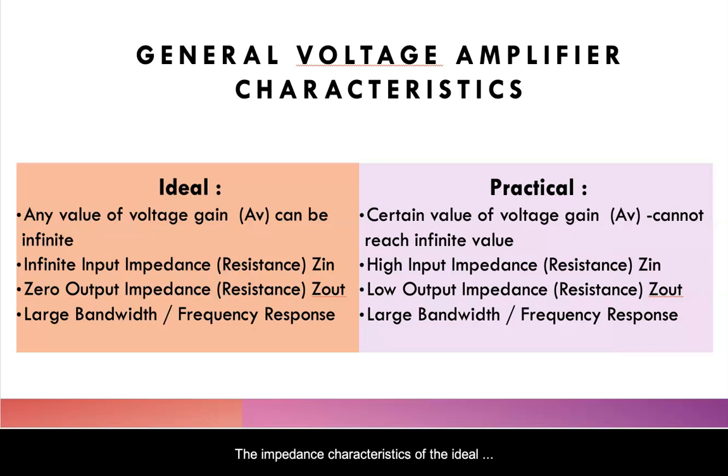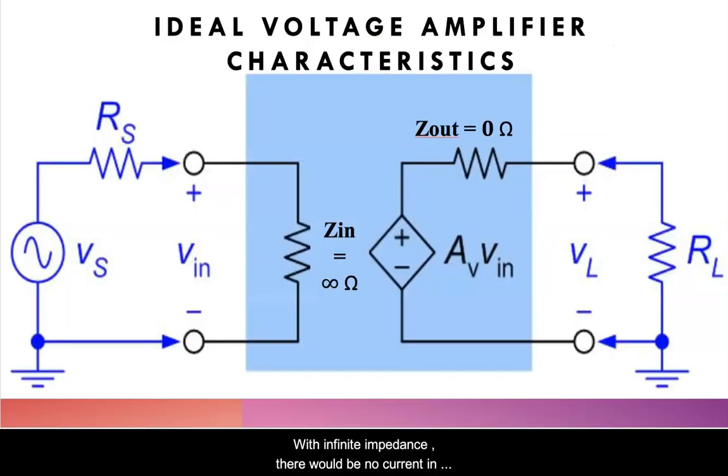The impedance characteristics of the ideal amplifier are illustrated in the figure. With infinite impedance, there would be no current in the input circuit and therefore no voltage drop across the source resistance Rs. And with no voltage drop, the Vin is equal to Vs, or in other words, the source voltage would not be reduced by the effects of Rs and Zin.